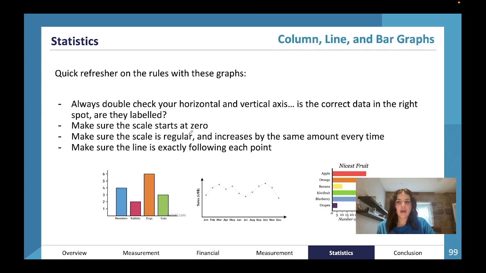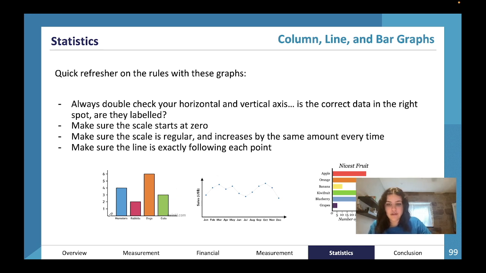Okay, we're going to do a quick refresher on column, line, and bar graphs. So how do we construct these? What are our rules? You always have to double check your horizontal and vertical axis. So is the correct data in the right spot and are they labeled?